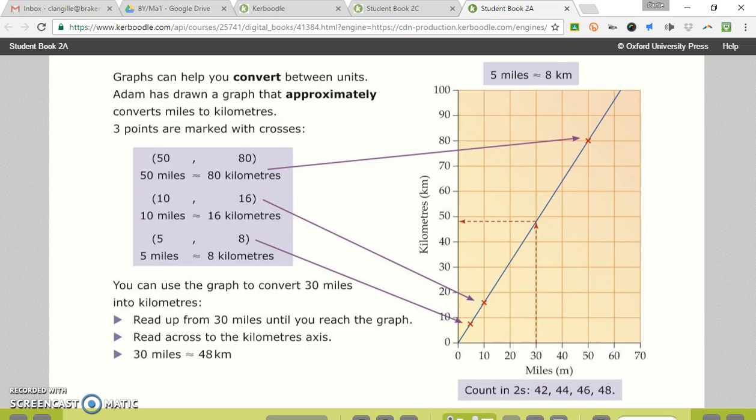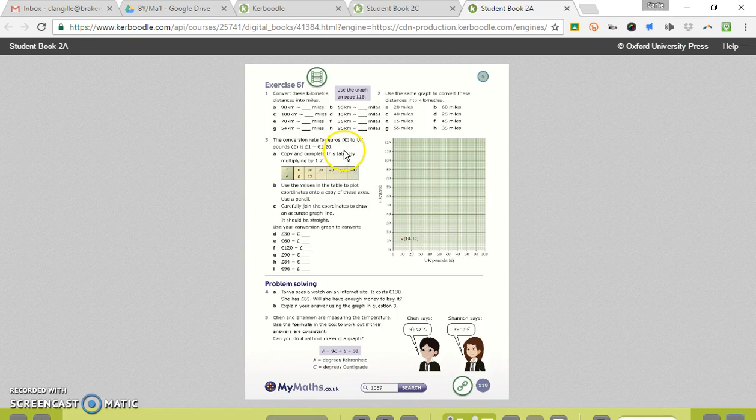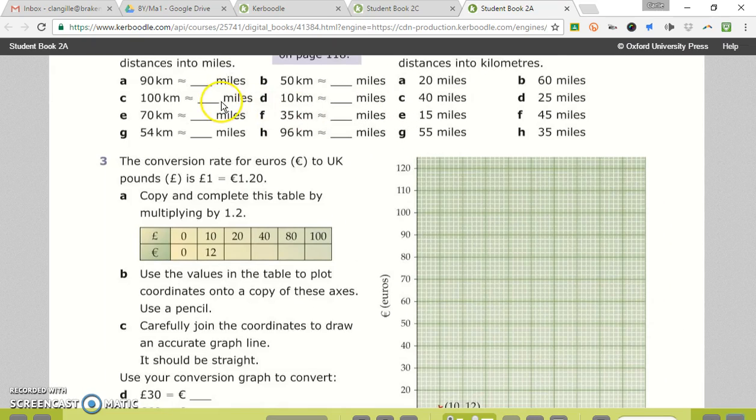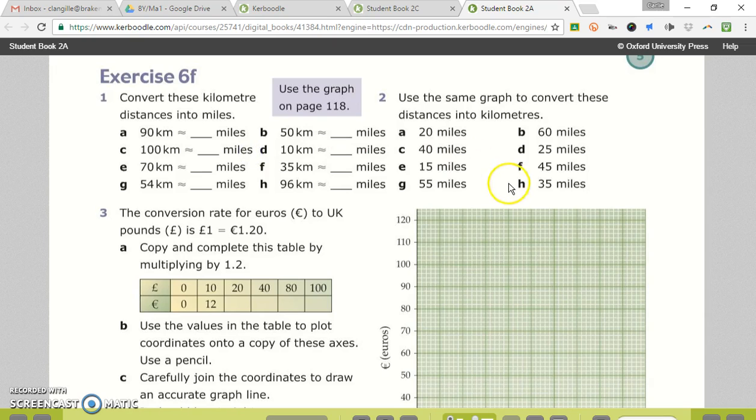Okay, so what you will see in your packet is that I've included the graph and question 1 for you to do. So you're just converting between kilometers and miles. All right, good.